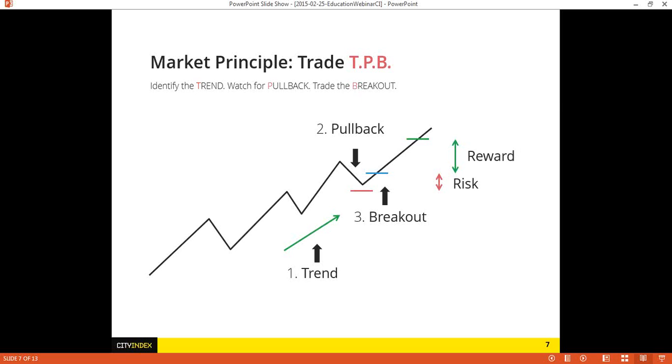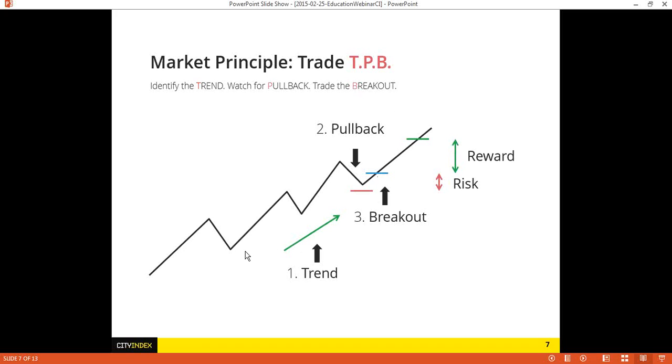Again, I have many different strategies that I use, but all of them generally come back to this principle, as well as the previous principle I just talked about, trade entries and exits. So trend pullback breakout, what is it? We're looking for a trend, we're looking for a pullback, we're looking for a breakout that goes back in the direction of the trend. That's all it is, okay? And that breakout would be our trigger to get into the trade.